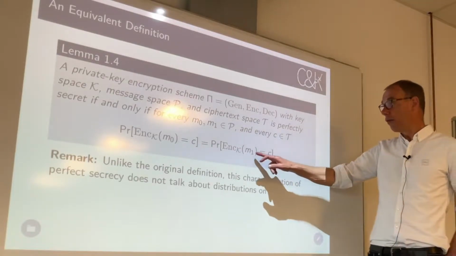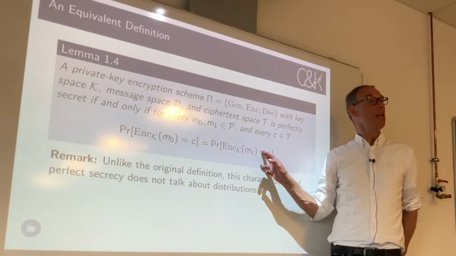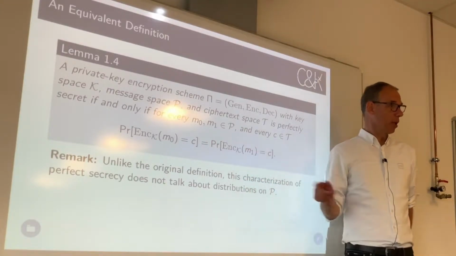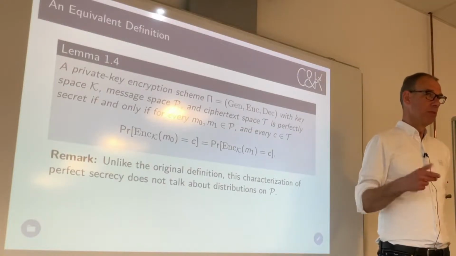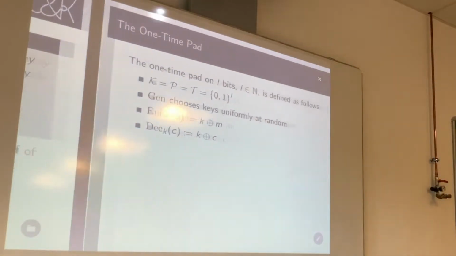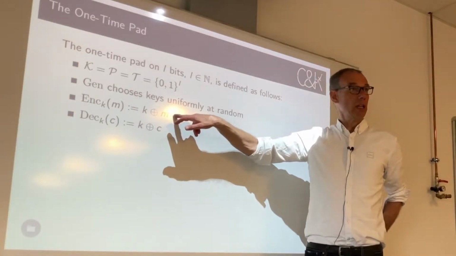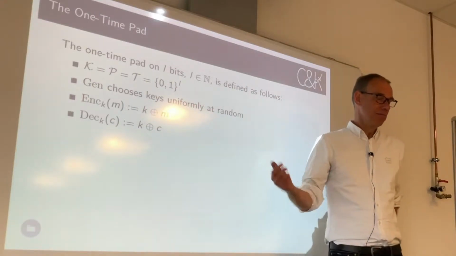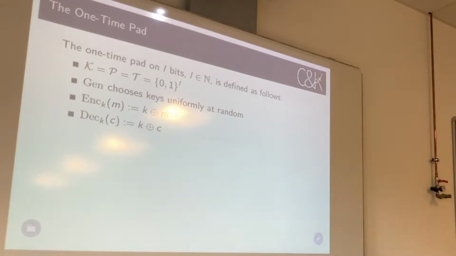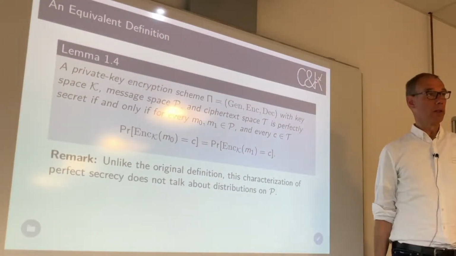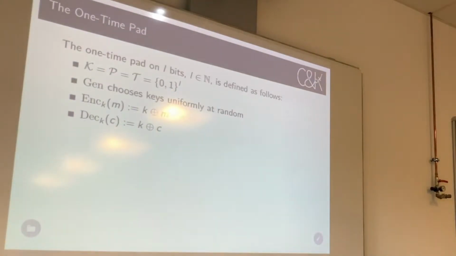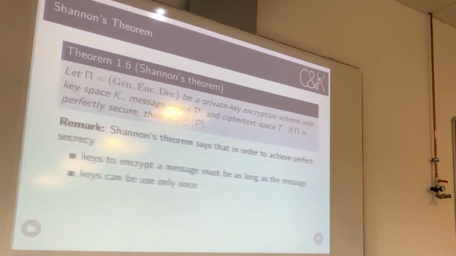That's because for every M and every C, there's exactly one key that encrypts the message M to the ciphertext C. Namely, the key is M XOR C. Just manipulate the equations here, right? If you want this to be some fixed C, then you just have to set K to be M XOR C. And then the probabilities for the one-time pad here are always 1 over the size of the key space, and that's independent of the particular message that we pick. Okay, so the one-time pad is perfectly secret.